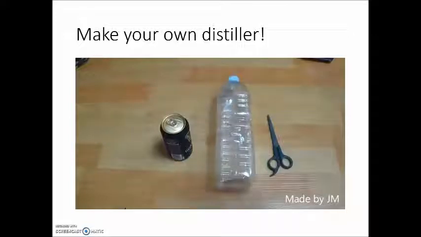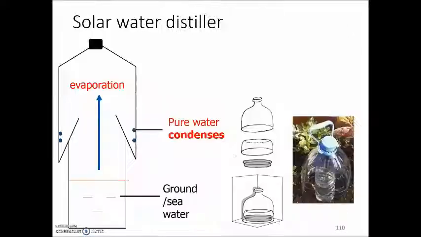Now, for some of you, you might have thought about this method where you can actually cut the bottle in half, place the ground or seawater inside, and place the top of the bottle on top, and you would realize that if there is enough sunlight and hence enough heat, the water would evaporate here and then it will start condensing at the sides of the cooler part of the bottle and the top.